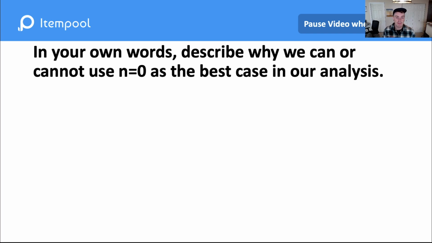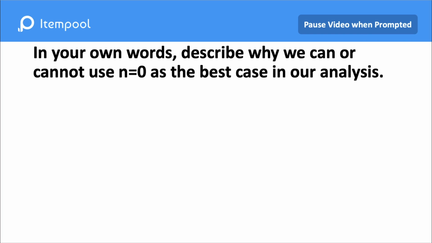Okay, so now I want you to test your understanding again. I want you to try, in your own words, describing why we can or cannot use n equals 0 as the best case in our analysis. And I actually just talked to the item pool people, and they implemented free response, so now you're not restricted to 40 characters. So in your own words, describe why we can or cannot use n equals 0 as the best case for our analysis.